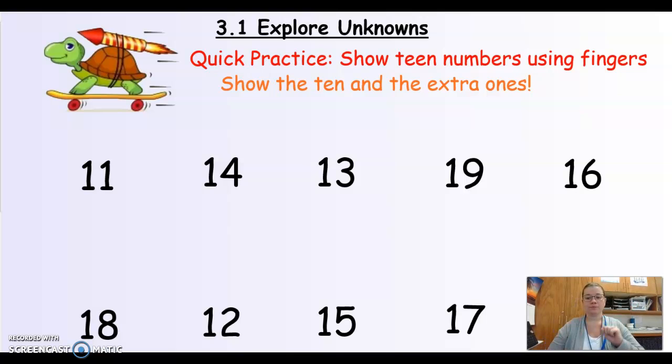13. Now you try the rest. 19, 16, 18, 12, 15, and 17. Good. Because we know that the teen numbers are made up of tens and extra ones. This is the tens place, this is the ones place. Tens place, ones place. So this represents one group of 10 and 4 extra ones. We'll learn about that more as we continue along in the year.